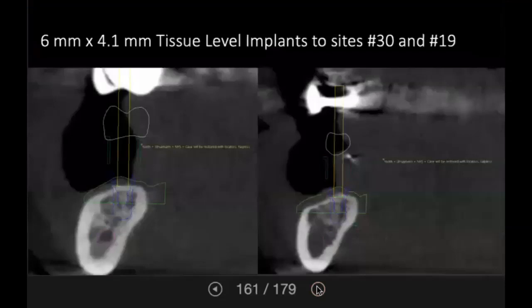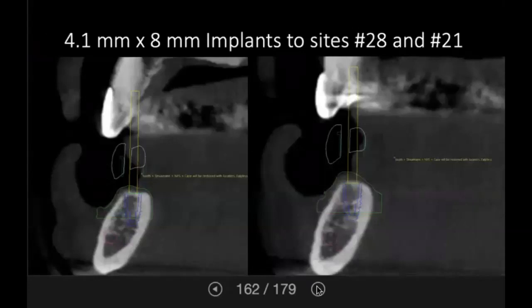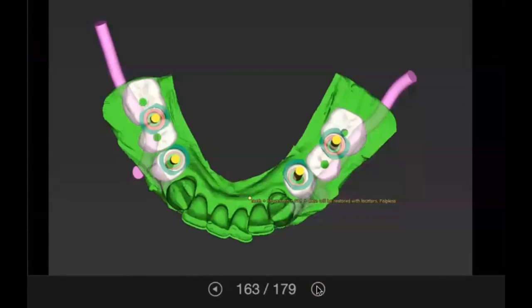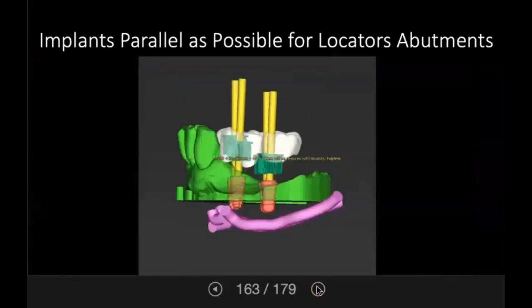The posterior implants are 6 millimeter length tissue level implants. The implant length is determined by the proximity to the mandibular canal. The anterior implants are 8 millimeter tall bone level implants. The implants are planned to emerge through the occlusal table of the pre-existing RPD. The implants are planned parallel and at a similar platform height.